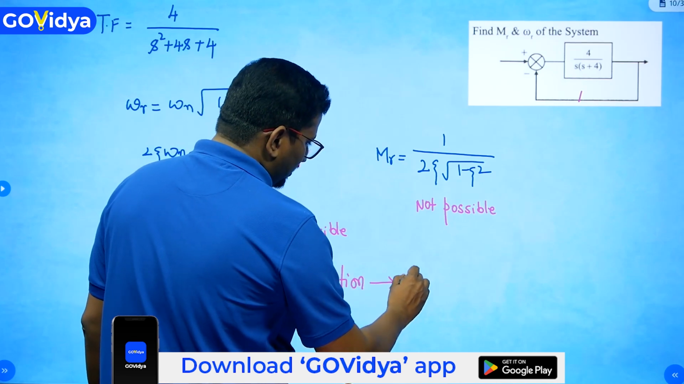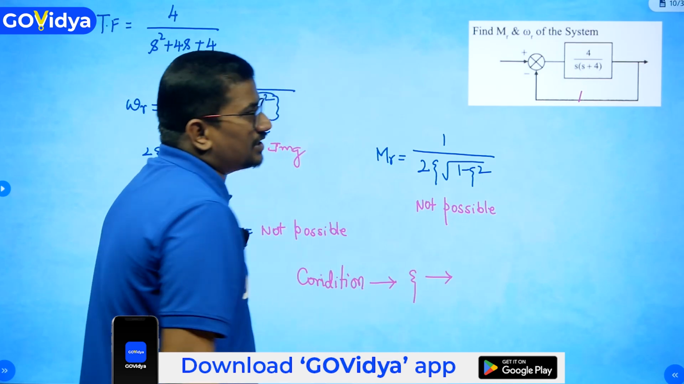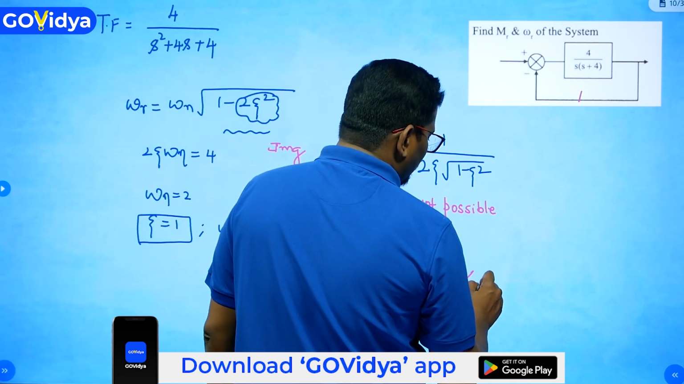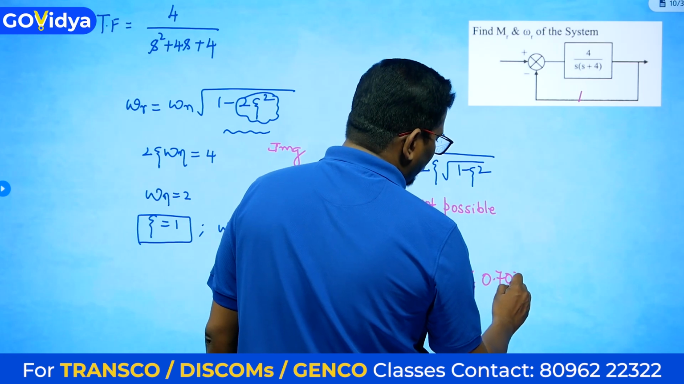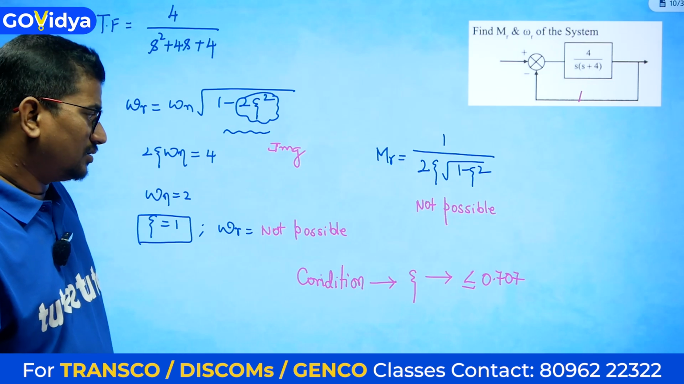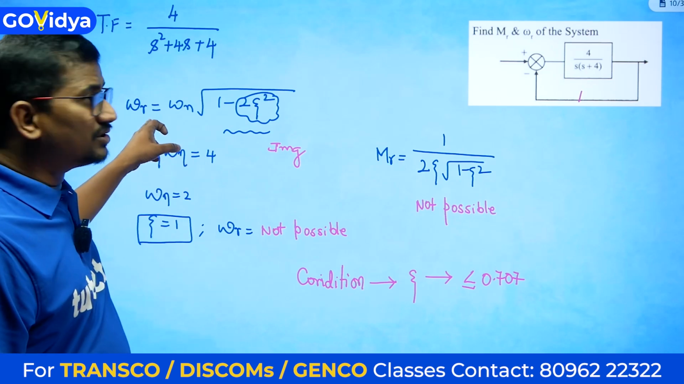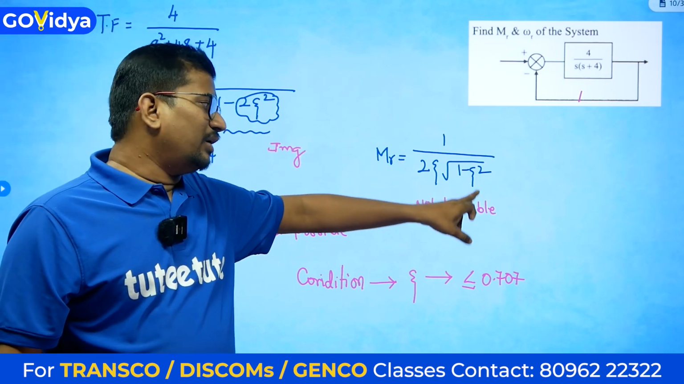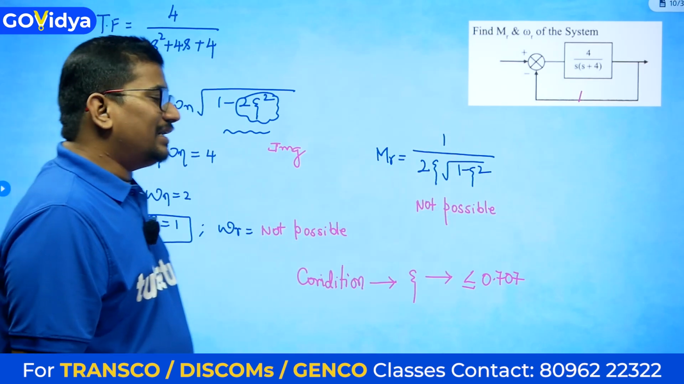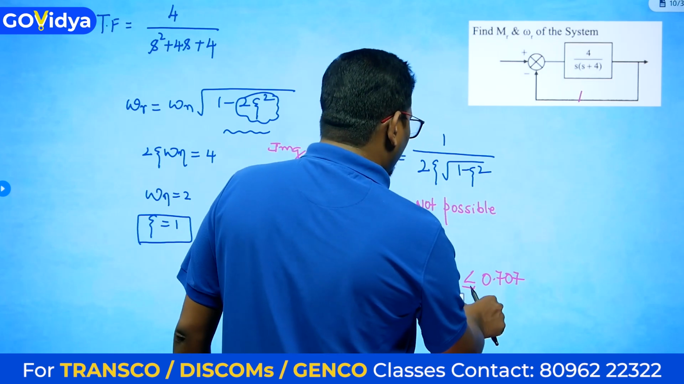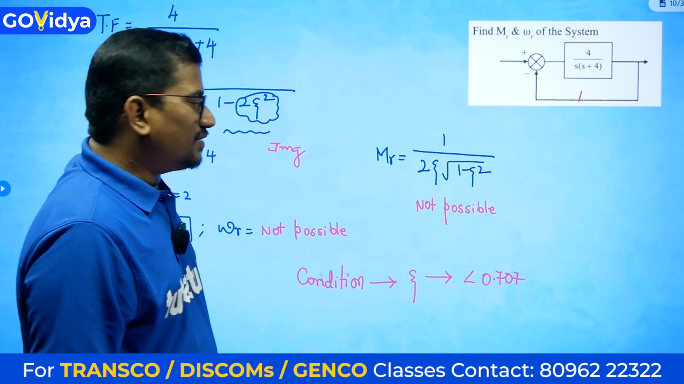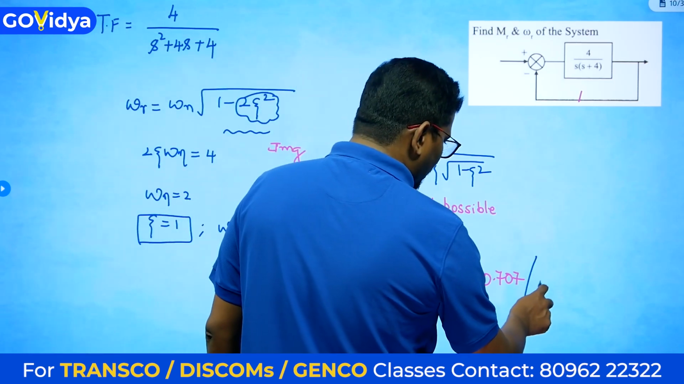Because in frequency response analysis, the condition for ζ is that it should always be less than or equal to 0.707, which is nothing but 1 by root 2, for the ωr calculation. For Mr calculation, if you put 1 by root 2 here, you will get 1 by 0, and 1 by 0 means infinite also. So it is advisable to choose the value for a sufficient resonant peak. It should always be 0.707, or you can say 1 upon root 2.